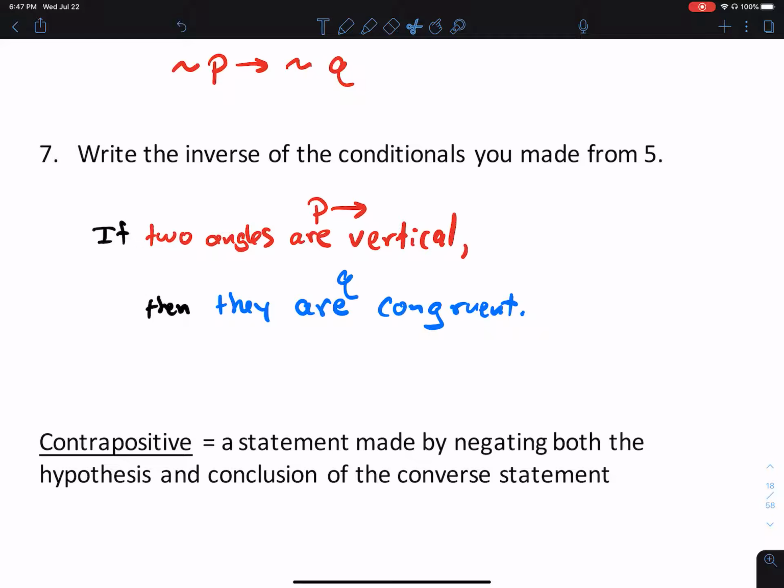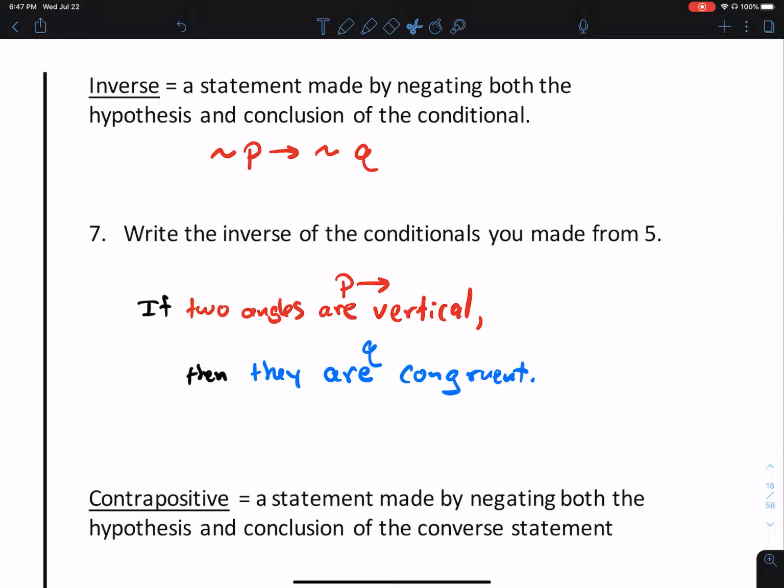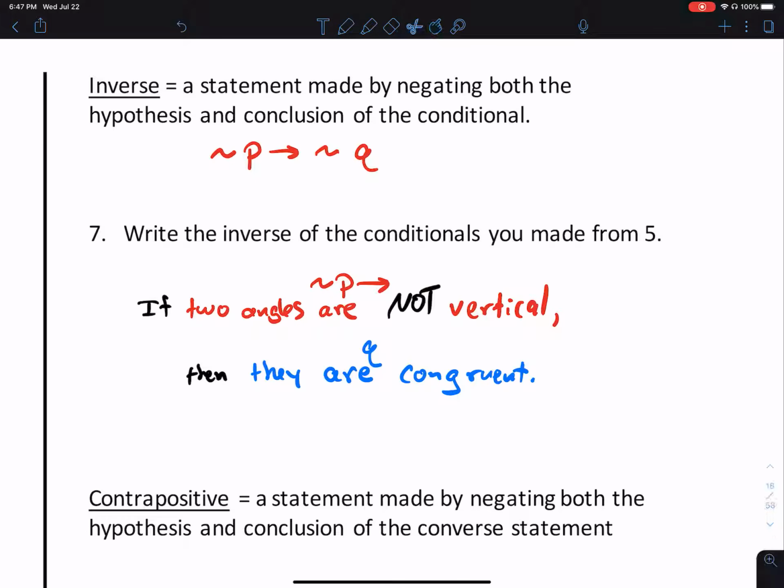So I just wrote down statement 5. I haven't changed anything yet. So the inverse is negating the hypothesis and conclusion. How do I negate something? Well, I want to say if not P, so I want to say if 2 angles are not vertical, then they are not congruent. Symbolically, I'm saying not P implies not Q. If 2 angles are not vertical, then they are not congruent.